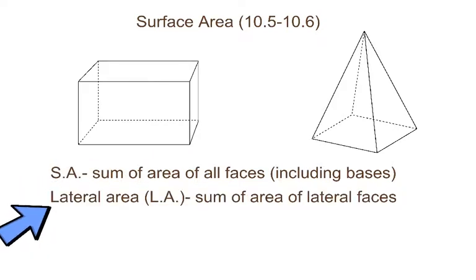Now the lateral area, abbreviated LA, is just the sum of the area of the lateral faces. And just a reminder, sum in both of these instances means plus. So you're just adding up all of those areas. So the lateral faces are just the ones around it. So here we would have 1, 2, 3, 4 lateral faces, and we're not including the bases. Here we would have 1, 2, 3, 4 lateral faces, and we would not include the bottom base. So surface area includes the area of the base, lateral area does not.